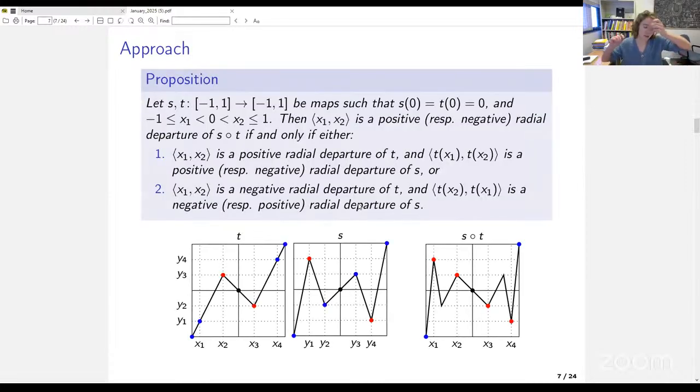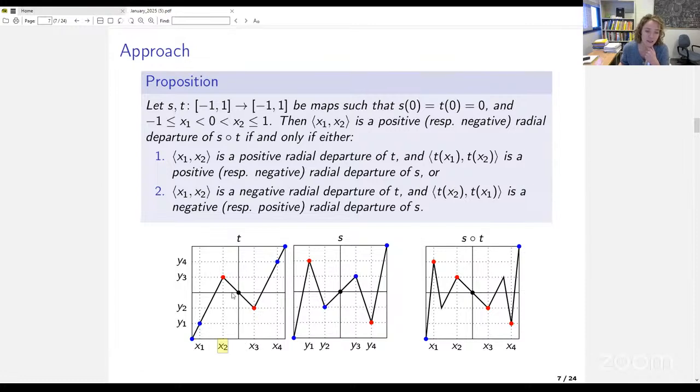A tool we have in doing this is the following proposition. It tells us essentially, if we have a map T and a map S, and X2, X3 is a negative radial departure of T, where X2 and X3 are mapped to Y2 and Y3, and Y2 and Y3 are a positive radial departure of S, then when we take the composition S ring T, we will get that X2, X3 is a negative radial departure of S ring T.